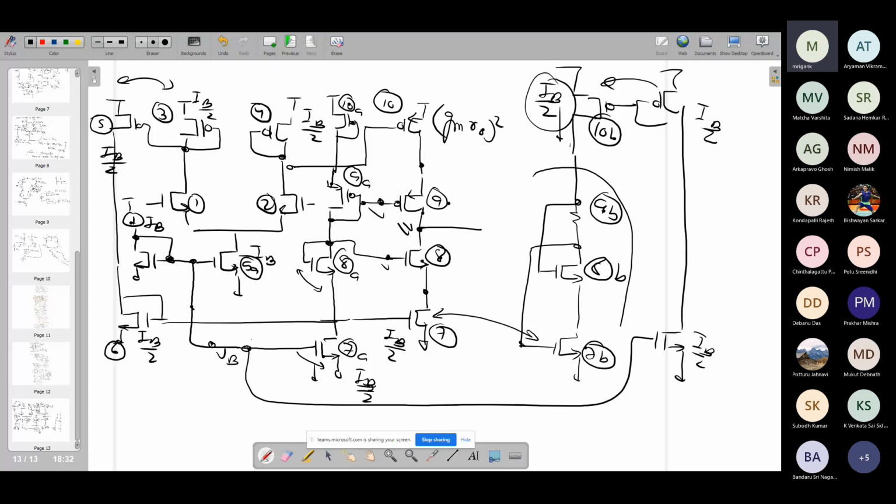sorry, there is no 9 in this case. I'm only getting the bias for 8. I have written 9 here. For 9, I will have to do the same thing on the PMOS side. I have not drawn the 9. So let me do that also.